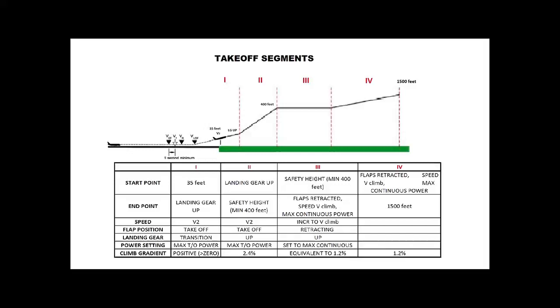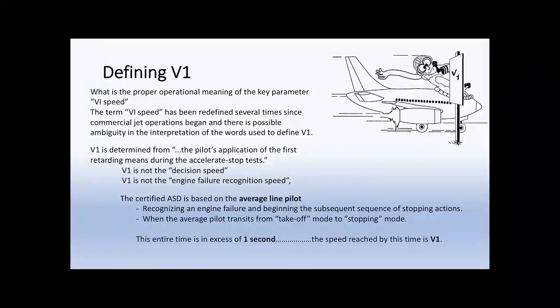while the fourth segment takes you further with max continuous power, retracted flaps, and a speed of ISV climb to climbing to a height of 1,500 feet above ground with at least a 1.2% climb gradient. At this point, that is 1,500 feet, max continuous power, ISV climb, and the flaps retracted, you have completed your takeoff segments.